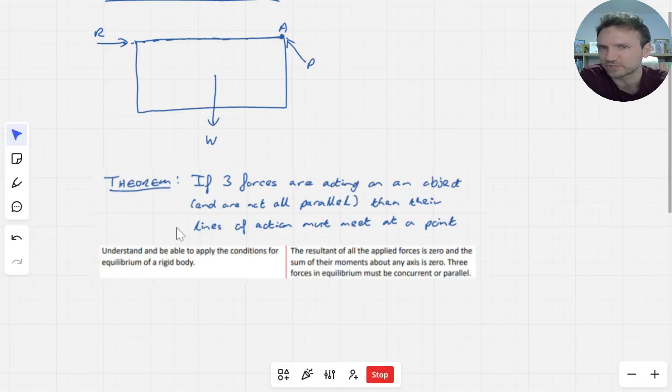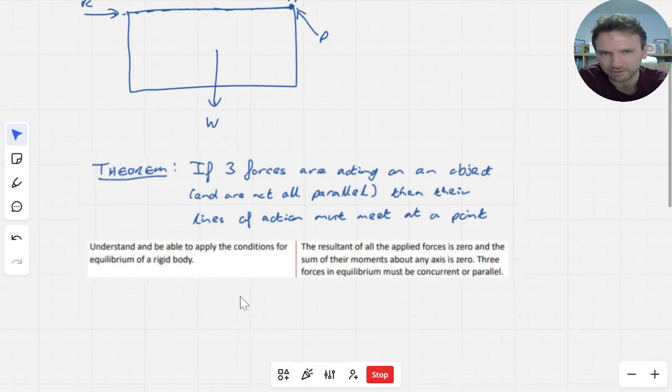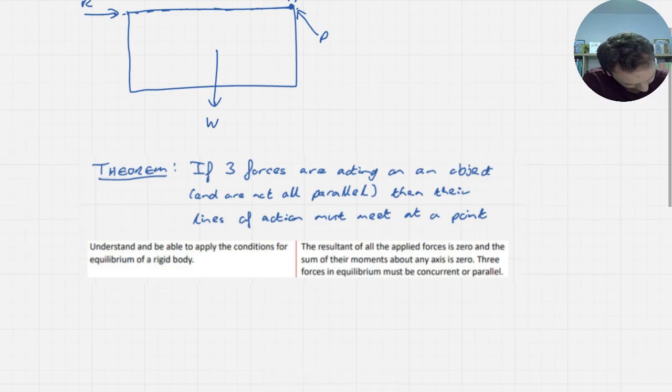So this is sometimes known as the three-force theorem. I've included the bit from the specification here as well, just so you can see exactly what it says. And it's this sentence down here that's the important bit. Three forces in equilibrium must be concurrent. By that it means their lines of action go through a single point, or parallel.